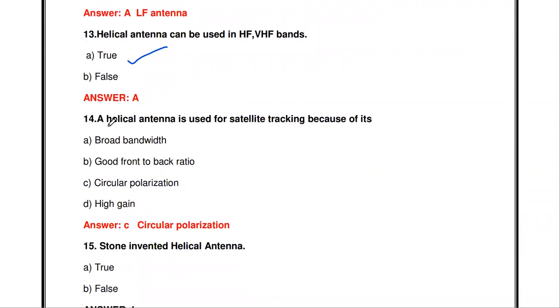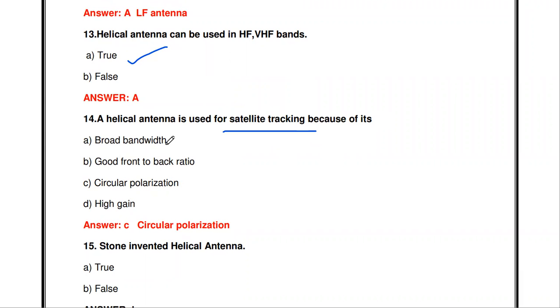And the helical antenna is used for satellite tracking. This helical antenna is mainly used for satellite tracking. In satellite telemetry, we are using this helical antenna. It's a very important application. So why are we using this helical antenna for satellite tracking?